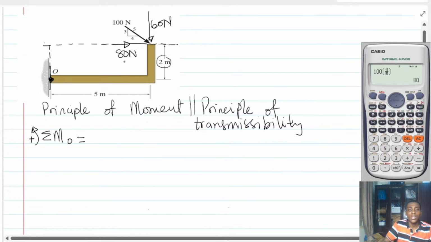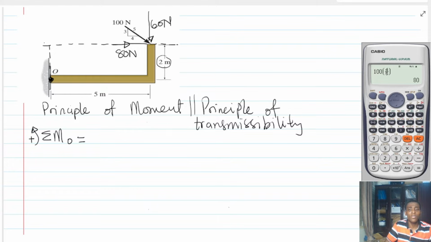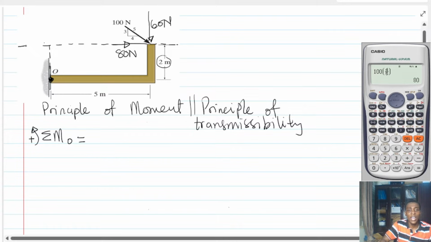Therefore, the principle of transmissibility is saying that I can even bring the 80 Newton force here, since it is on the same line of action. And the moment arm is 2. Now, this moment is going to cause a rotation in this sense. And this sense is what? Clockwise. So it's going to be minus 80 multiplied by 2.